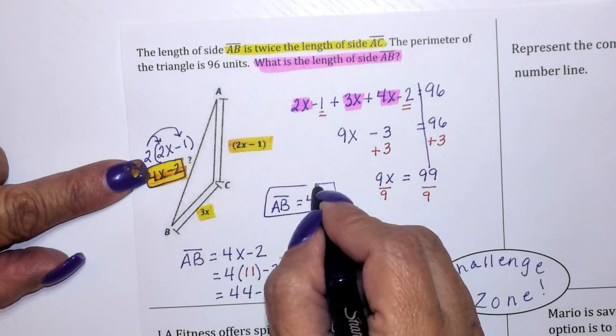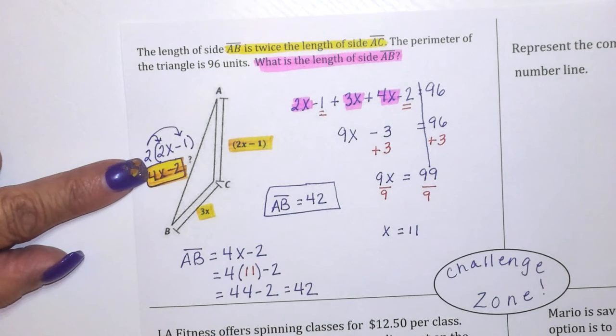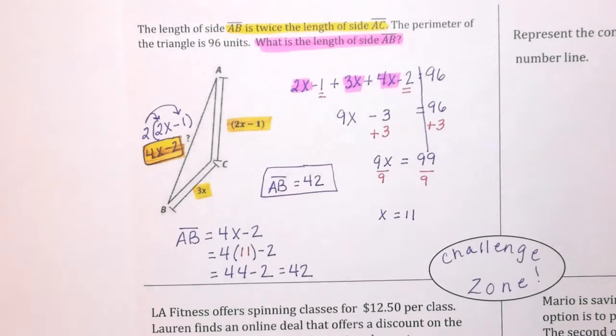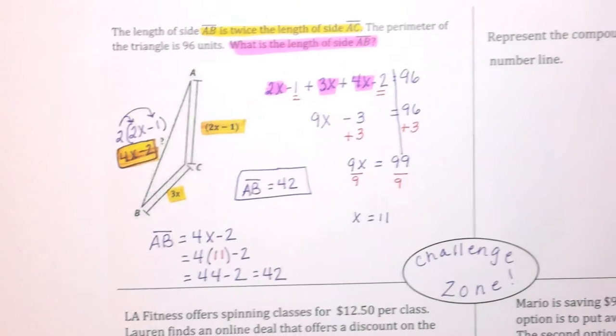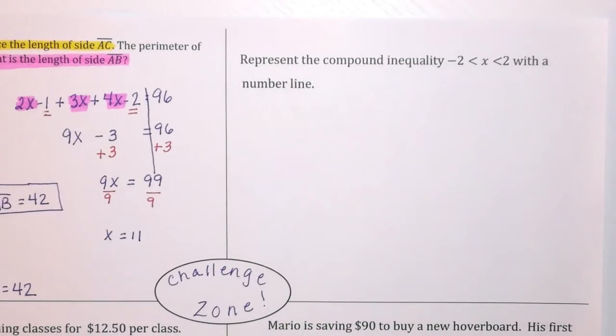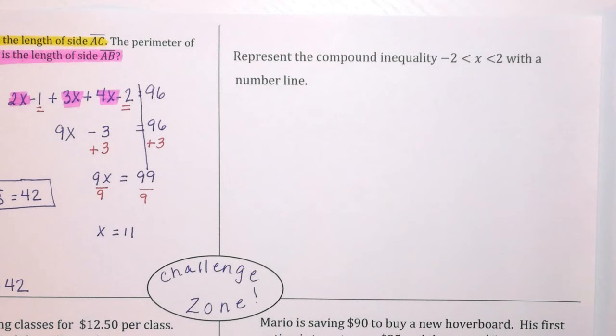I'm just going to put 42. Know how to work that one. You are going to see that one again. All right. Represent this compound inequality with a number line. Now, we haven't really done much of this. So let's see if we can do it.